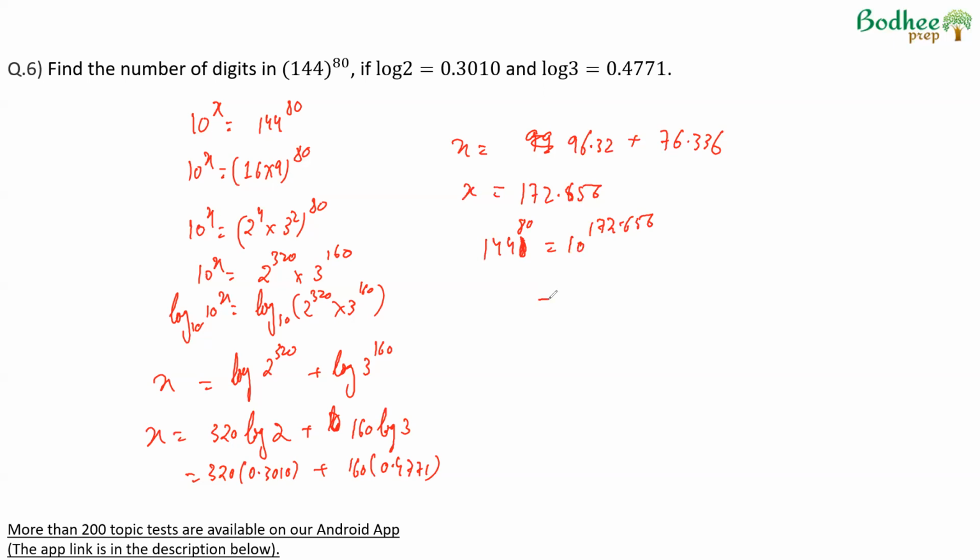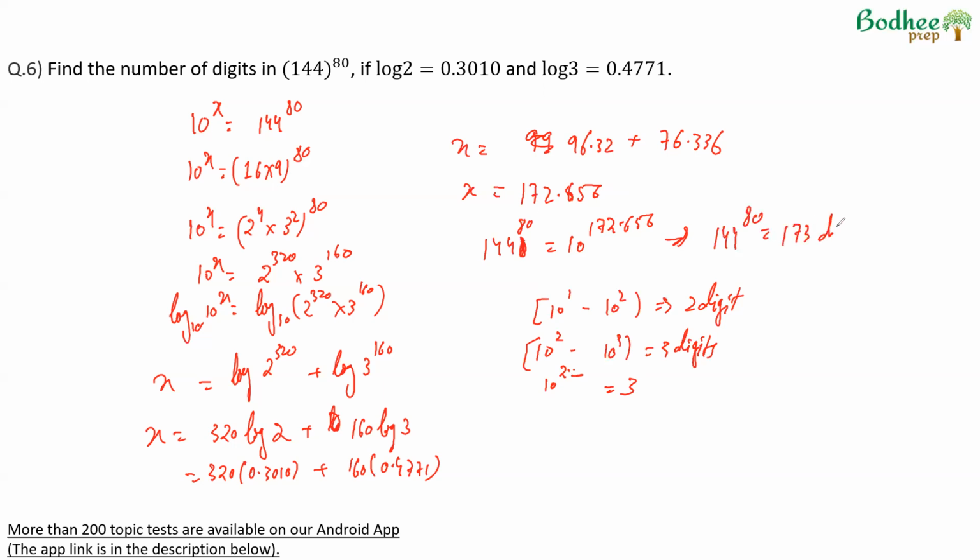Now we know that anything which is 10 raised to power 1 to just less than 10 raised to power 2 has two digits. Anything that is 10 raised to power 2 to just less than 10 raised to power 3 has three digits, and so on. And therefore, anything that is 10 raised to power 2 point something will have three digits. So what we do is, from here we find the least integer function greater than or equal to this. And therefore, 144 raised to power 80 will have 173 digits.